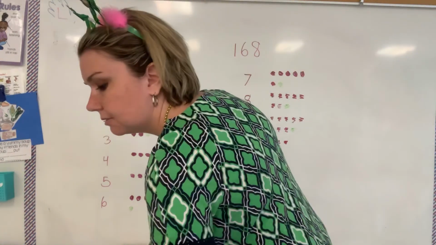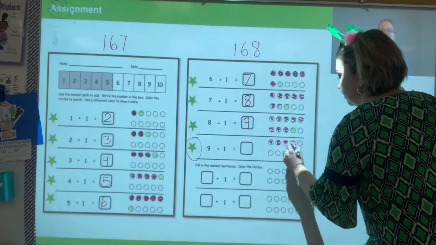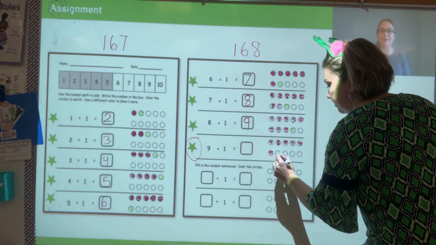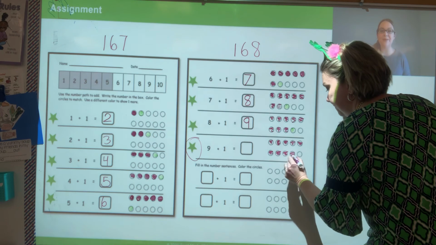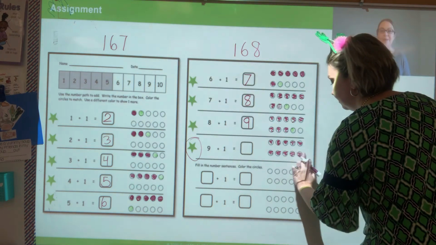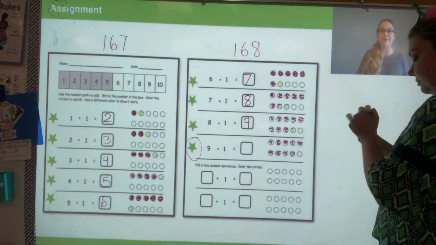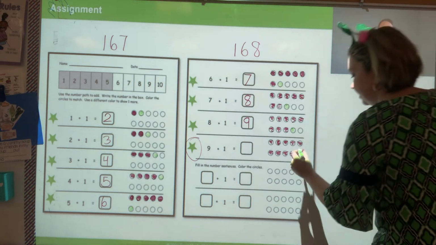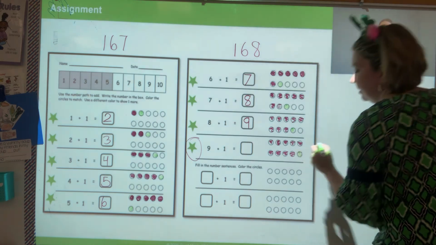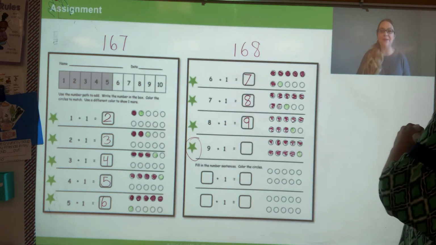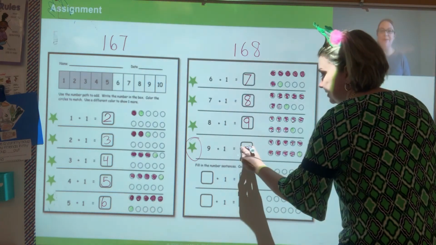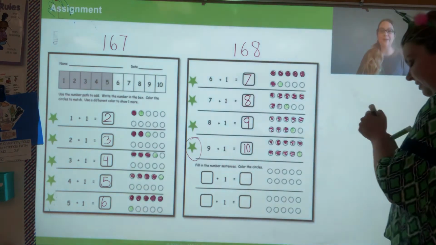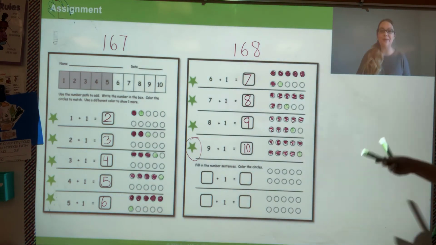Whoops. Oops. And one more. I got too busy coloring. Wasn't paying attention. Leaves us with 10. Now, on your own, pick a number between 1 and 10.